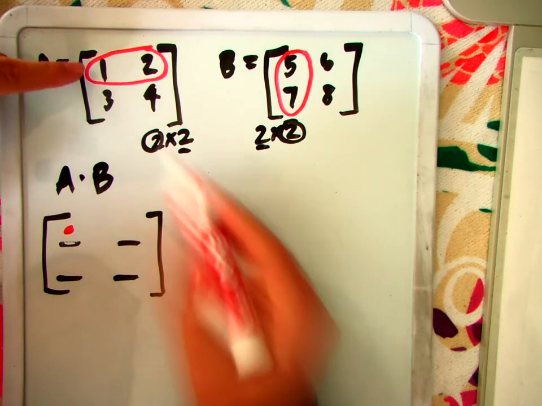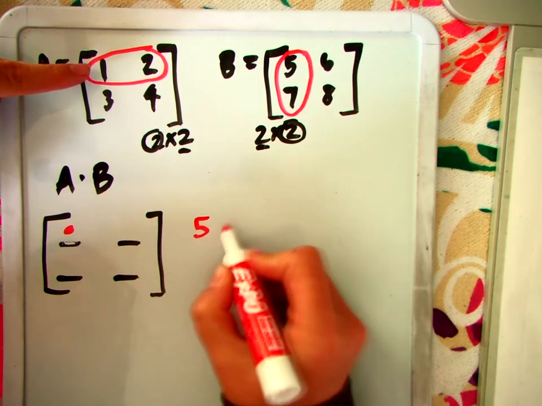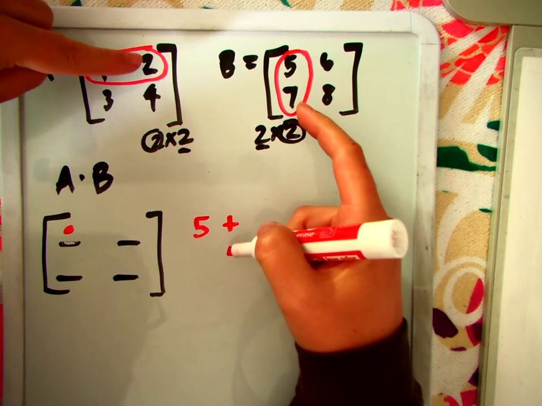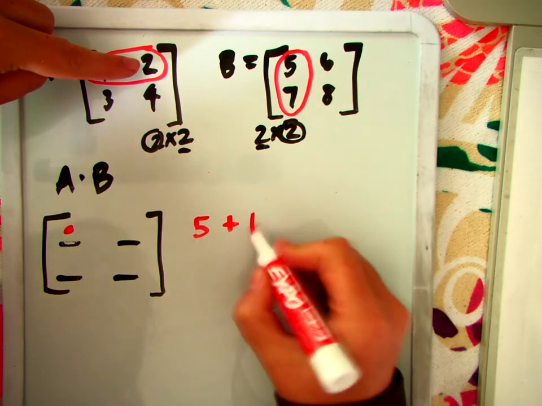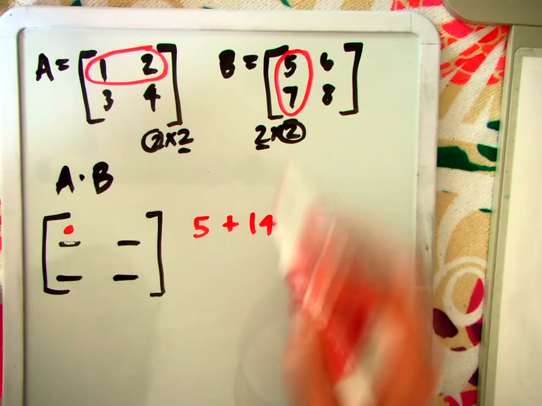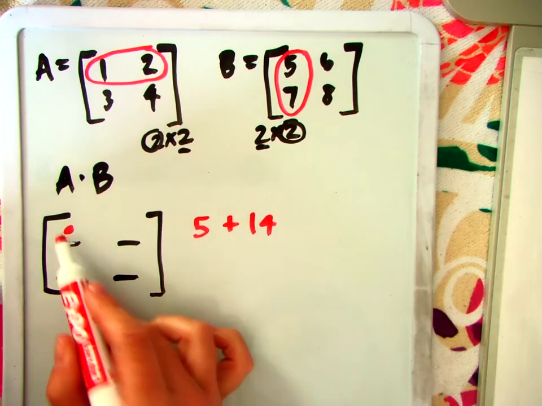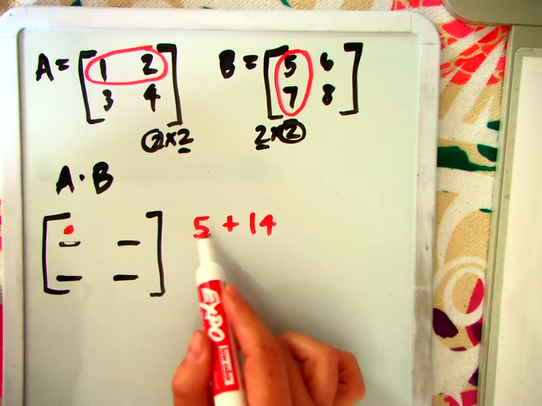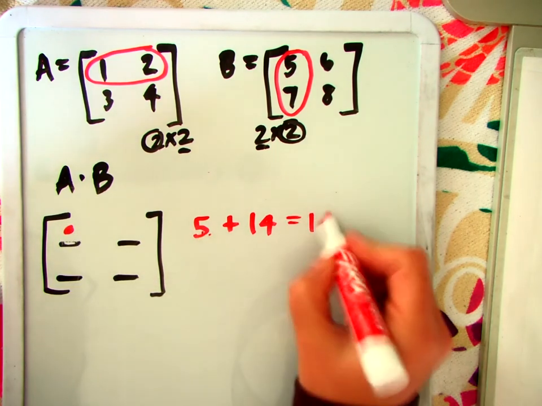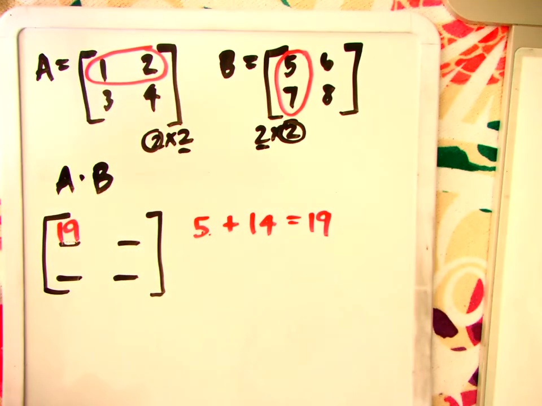It's going to be 1 times 5 plus 2 times 7. Sorry, I didn't write it. So 2 times 7, 14. So when I multiply this row by this column to get the row 1, column 1 product, it's 5 plus 14. So the first number I'm going to write right here is a 19.